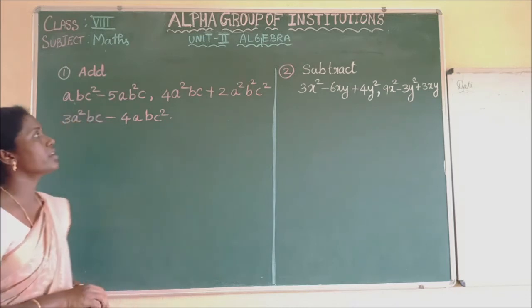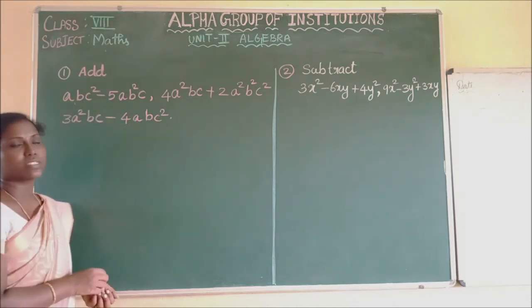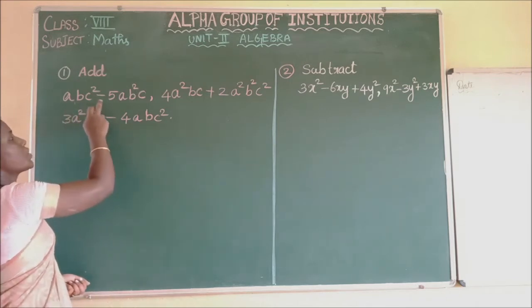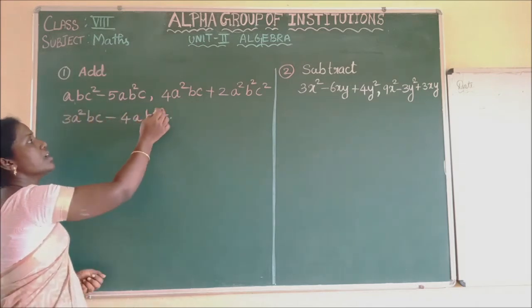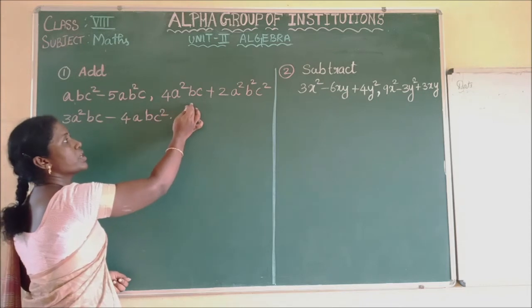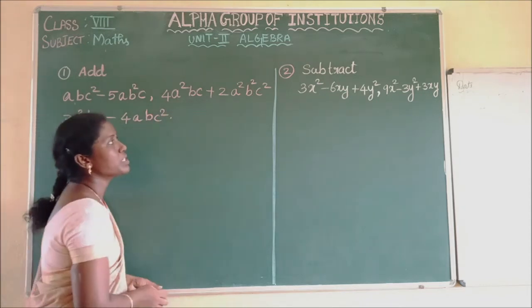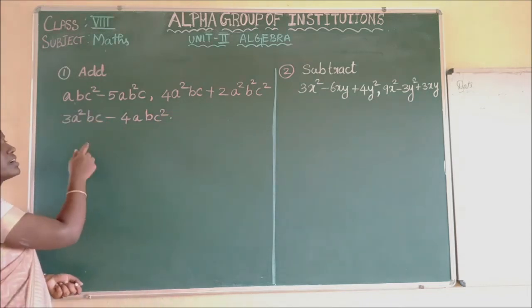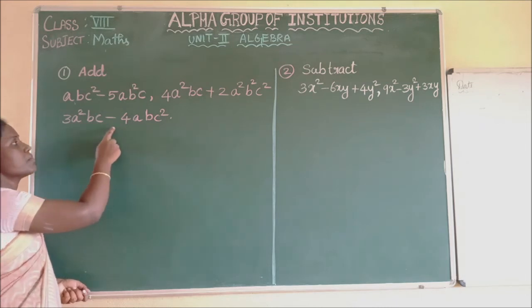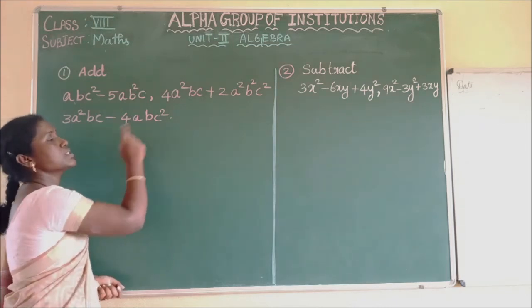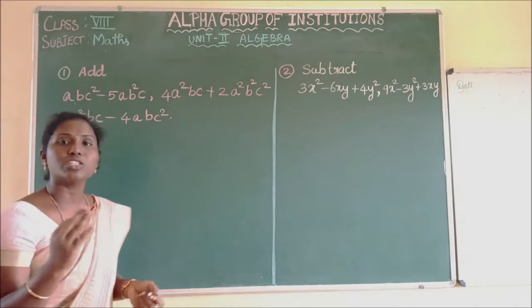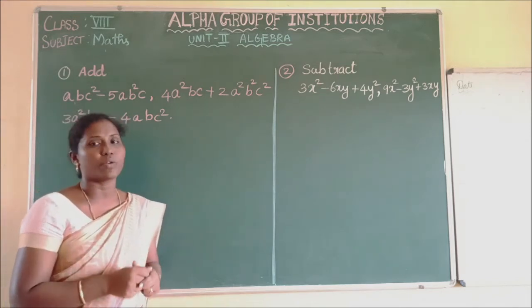See here, they give three expressions: abc square minus 5ab square c, the second is 4a square bc plus 2a square b square c square, and the third expression is 3a square bc minus 4abc square. Here we are having three algebraic expressions. We have to add these and give the value.